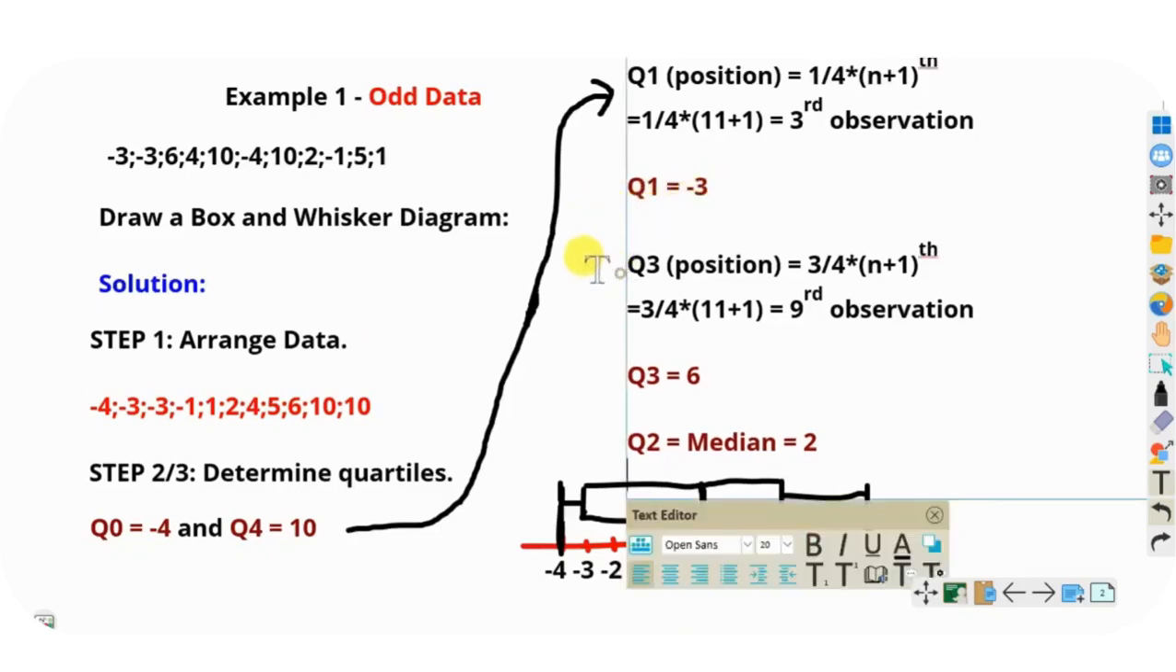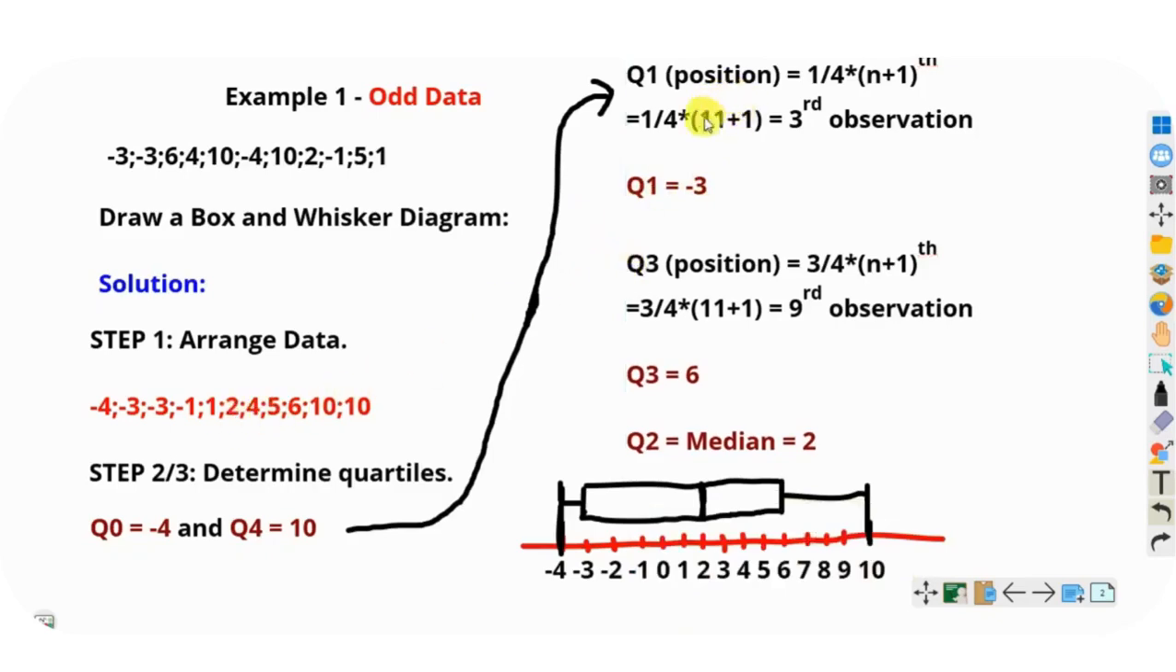Now let's find Q3, the third quarter, where that was the first quarter. Again, the formula is 3 over 4 multiplied by n plus 1, because this is the third quarter. N is 11, so it's 11 plus 1. This is the same as 12 multiplied by 3 divided by 4, which equals 9.